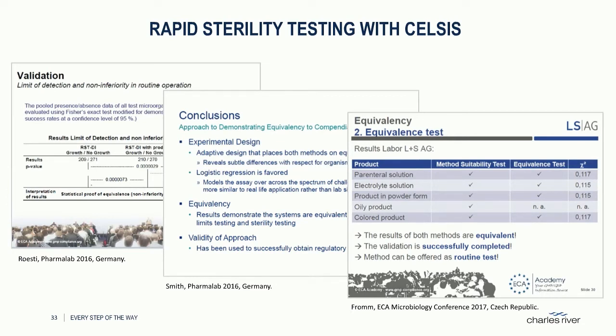And you can see here, it's very small, but the interpretation of results in each of these 3 conclusion slides shows that when Celsis was utilized for sterility testing, rapid sterility testing, results were demonstrated to be equivalent with the traditional or the compendial sterility test.